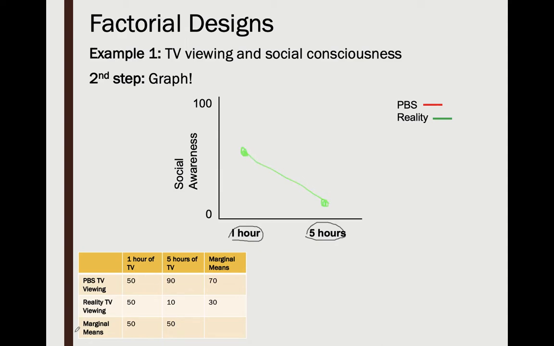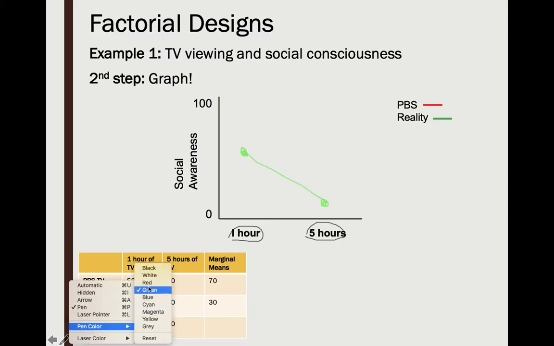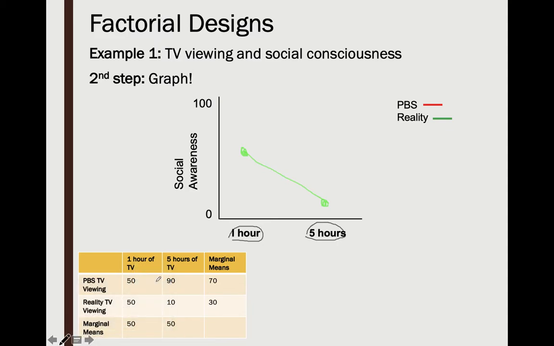And then, let's change my pen to red. We have PBS, which again is red, at 1 hour is 50. So it's the same dot here. And at 5 hours, it's 90. Way up here. Let's connect those. So this is what our graph looks like. And that's our first step in graphing.